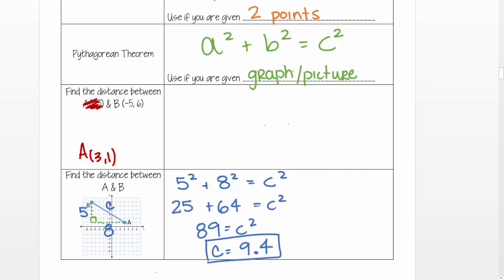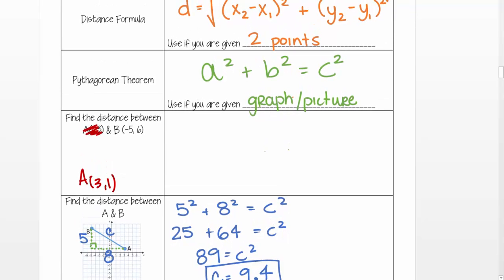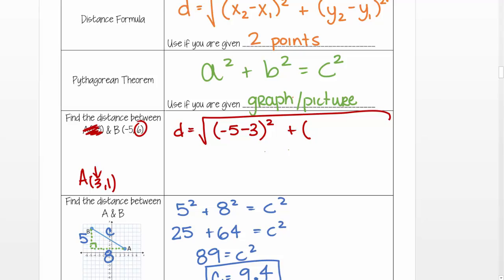So if we find the distance between these 2, we're going to use the distance formula because we are given 2 points. So the distance equals the square root of, we're going to take our x values and subtract them. So our second x value is -5, and we want to subtract our first x value, which is 3, square it, and then add our y values. So our second y value is 6, minus our first y value, which is 1, and square it.